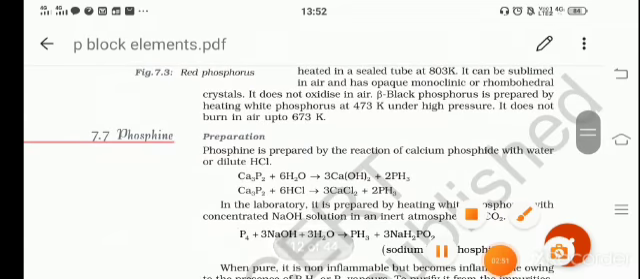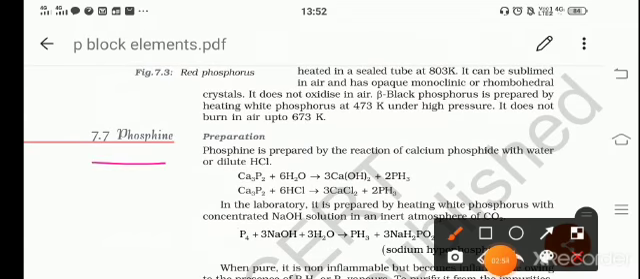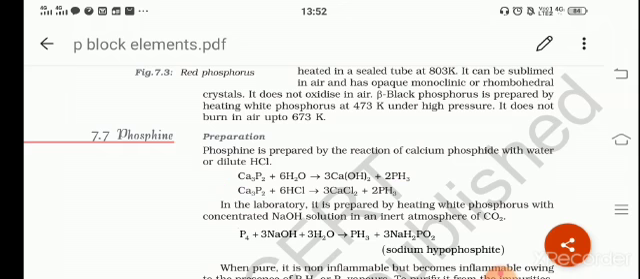Now coming to a very important compound of phosphorus, which is phosphine. The general formula is PH3. It is prepared by heating calcium phosphide with water or with dilute HCl. When calcium phosphide is heated with water, it gives calcium hydroxide and phosphine, and when calcium phosphide is treated with dilute hydrochloric acid, it gives calcium chloride and phosphine.